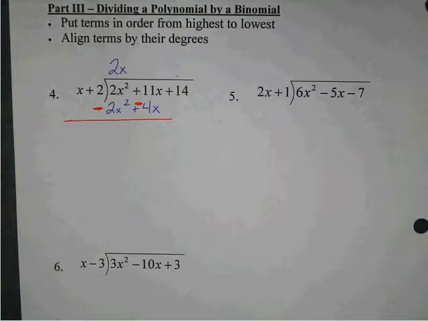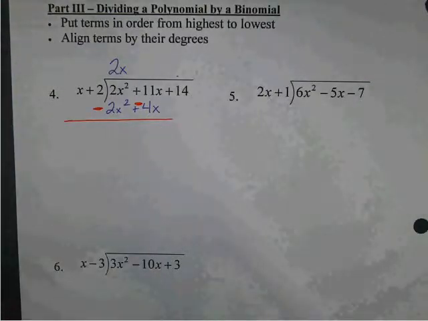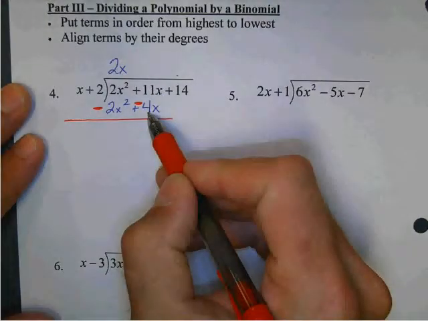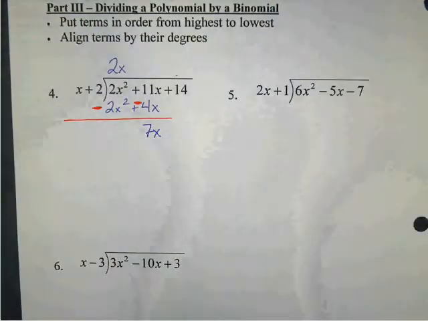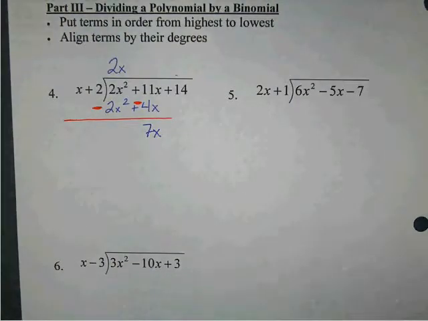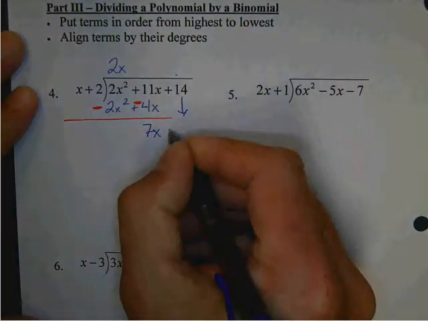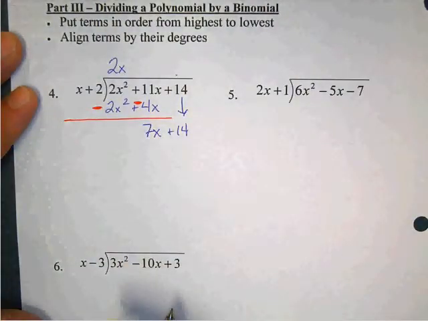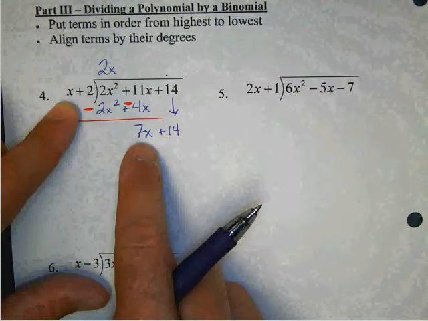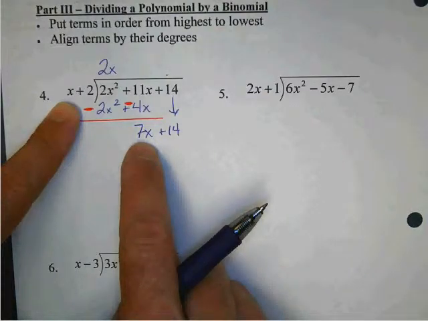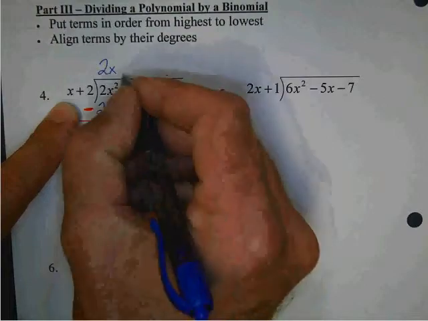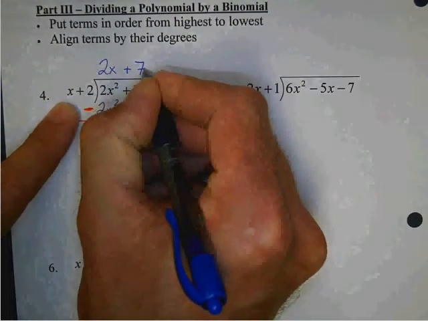So what's 2x squared minus 2x squared? 0. What's 11x minus 4x? 7x. End of step 1. Rewind the tape. Do it again. Bring down the 14. X times what is 7x? 7, right? Plus 7 or minus 7? So I put a plus 7 up here.